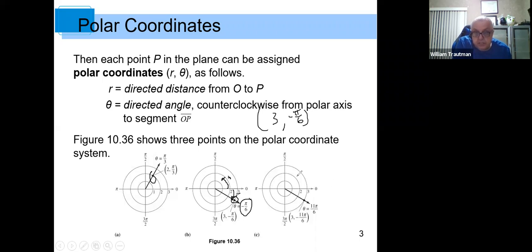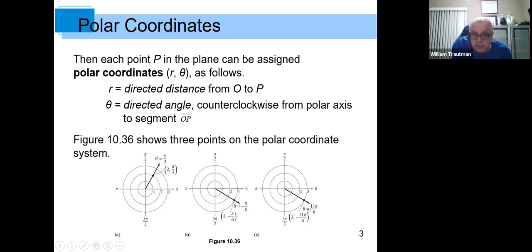And finally, on this one, remember, going all the way around is 2 pi. This is 11 pi over 6, almost 2 pi. It goes from here to here, 11 pi over 6. That's 11 pi over 6. And the R is 3.